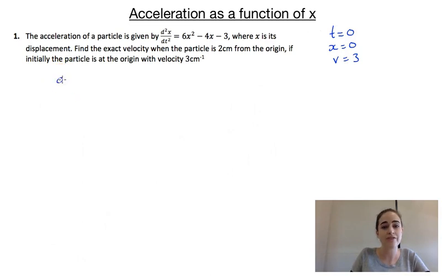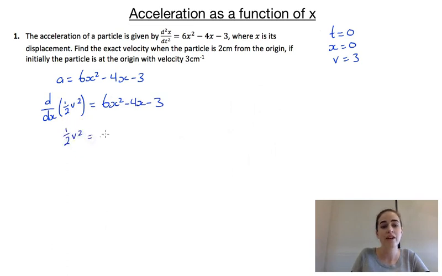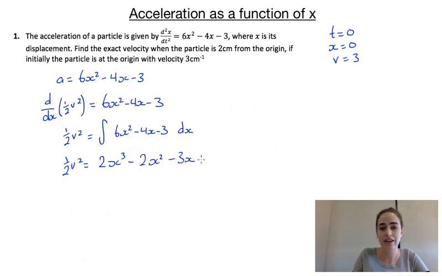But at the moment we have that a is equal to 6x squared minus 4x minus 3. So if we rewrite that, we'd have d/dx of a half v squared is equal to 6x squared minus 4x minus 3. So if we want to find a half v squared, we're going to have to integrate 6x squared minus 4x minus 3 with respect to x. So we'd have a half v squared is equal to, that would become an x cubed, which would change that to a 2, minus x squared, which would change that to a 2 as well, minus 3x plus c.